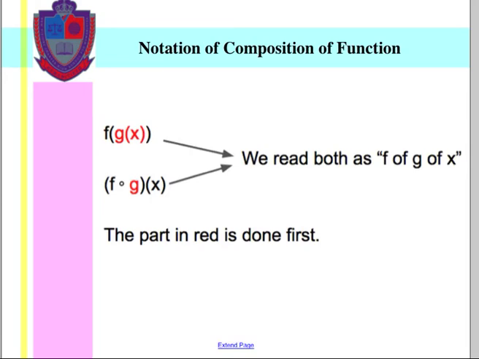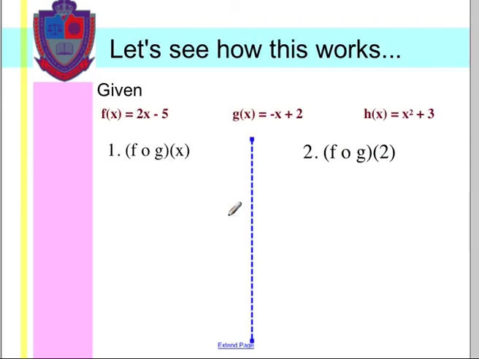So the notation for a composition of functions is f of g of x. You can see it this way, or f with a little circle, g, close parentheses, and x. Either one of these, we read it as f of g of x. And we always do the one in red first. Always, always, always. So let's see how this works.